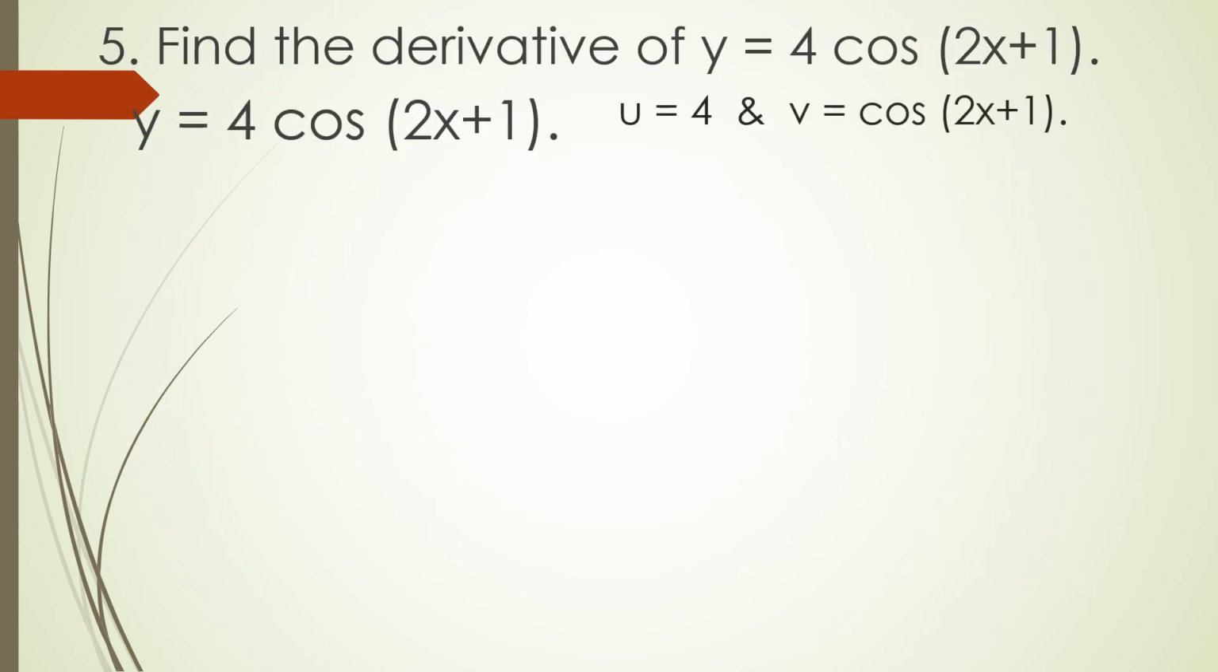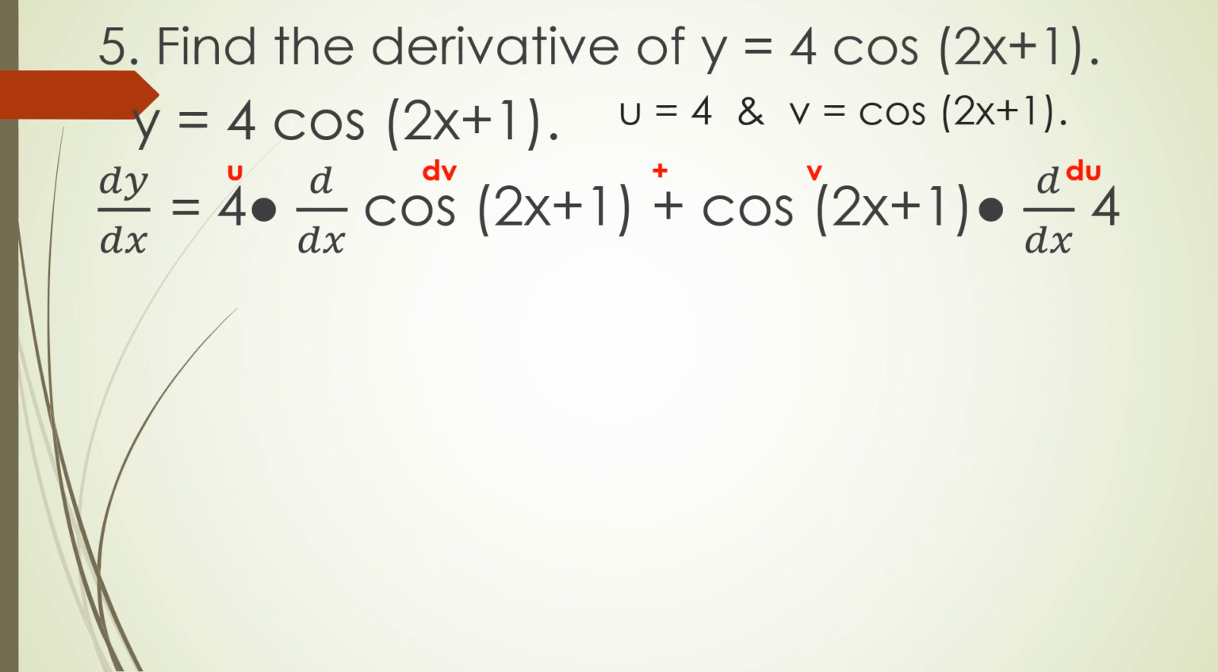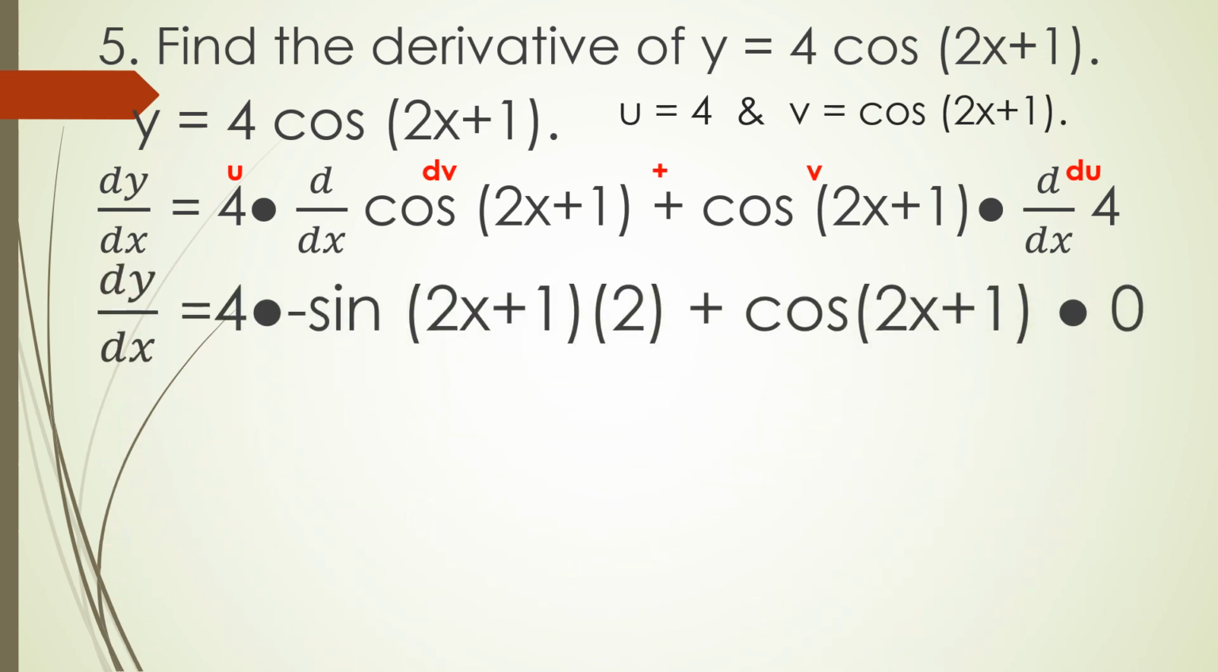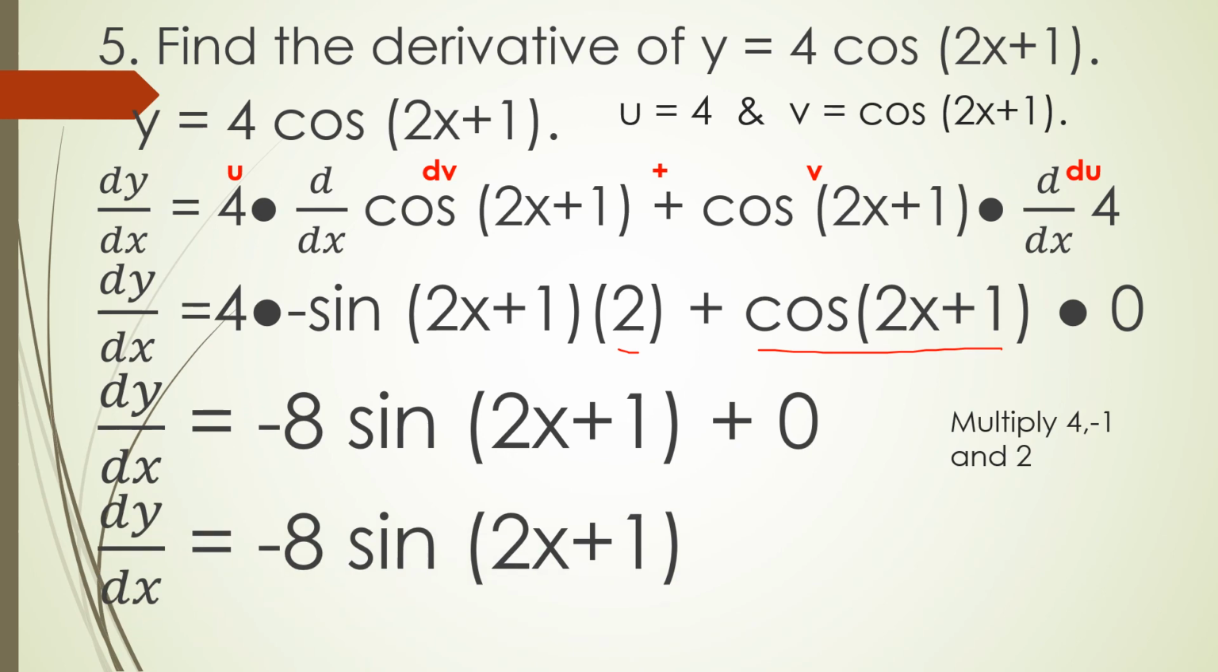Last. Dalawa yan sa class. U dv, v du. U is 4, v is cosine 2x plus 1. Derivative ni cosine, negative sine, 2x plus 1. Derivative ni 2x plus 1, you have 2. Copy. Derivative ni 4, 0. So, negative 8 sine 2x plus 1.